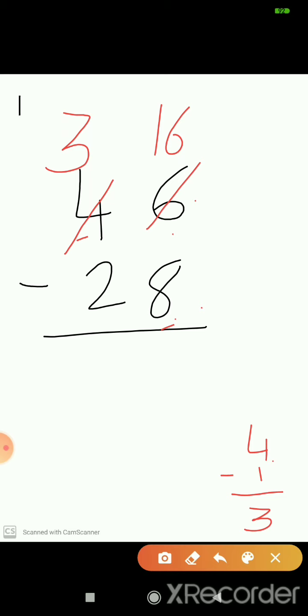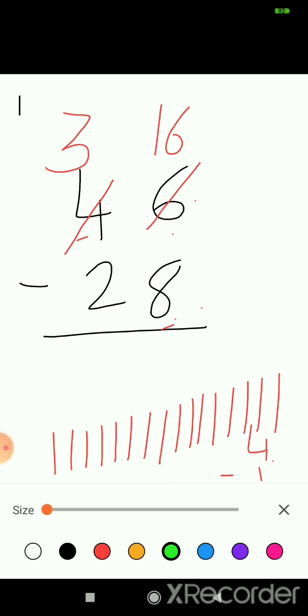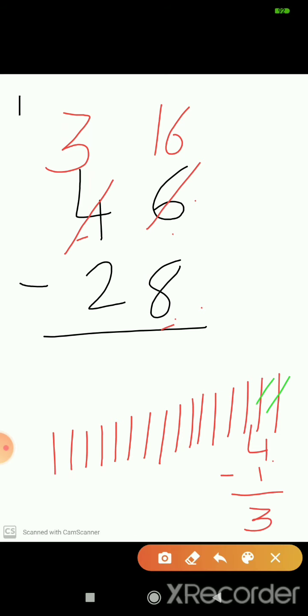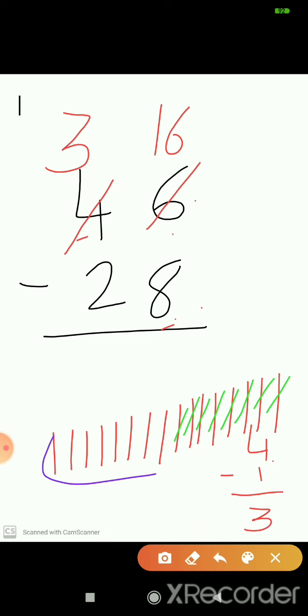Now you can subtract 8 from 16, right, students? So 1, 2, 3, 4, 5, 6, 7, 8, 9, 10, 11, 12, 13, 14, 15 and 16. You have to take away 8. So 1, 2, 3, 4, 5, 6, 7 and 8. So how many left, students? 8. So what you will write here?